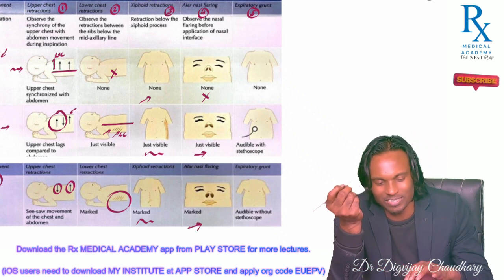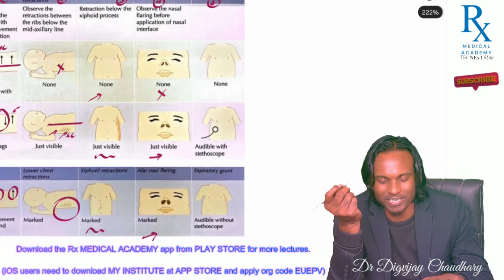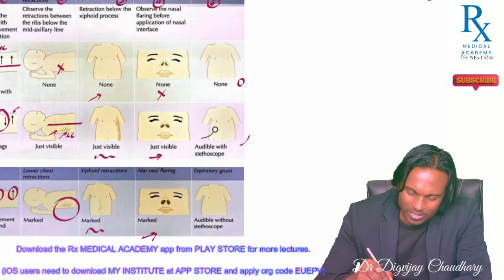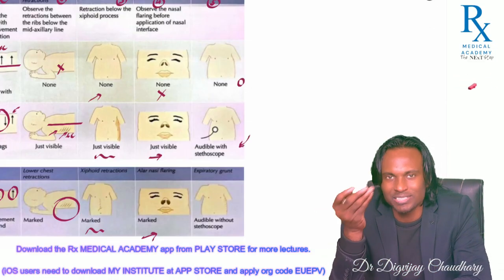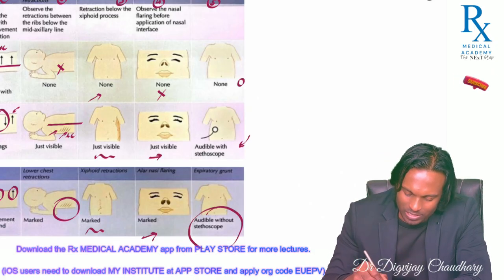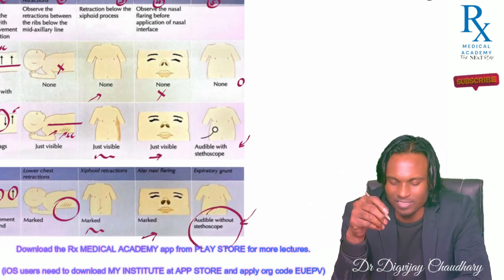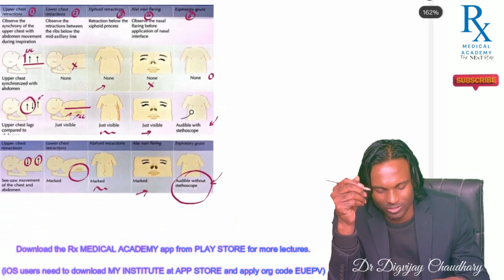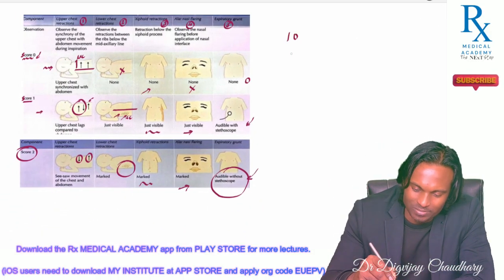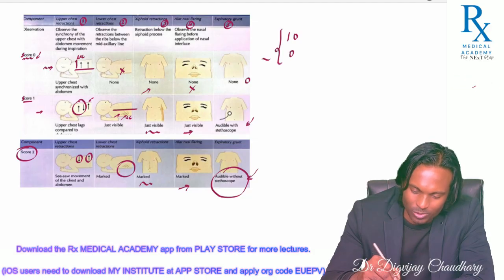Too simple to understand. Now you guys are left with expiratory grunt, that is grunting. No grunting, score 0. Grunting audible with help of stethoscope, then you need to give the score 1. And if it is audible even by naked ear, that is even without stethoscope, then you have to give the score of 2. So maximum score can be 10, minimum score is 0.